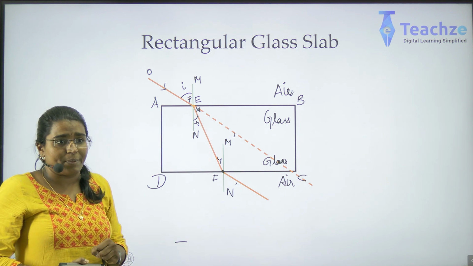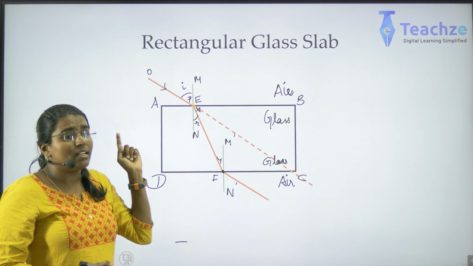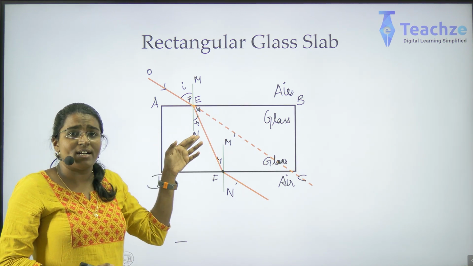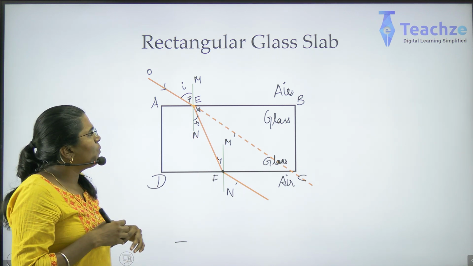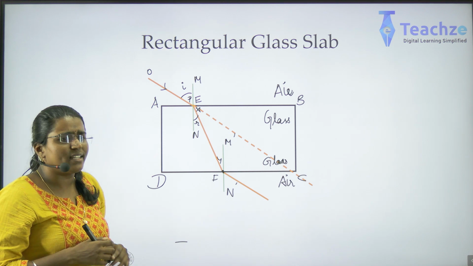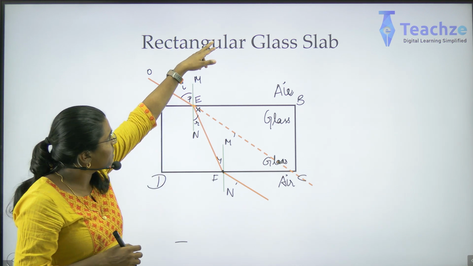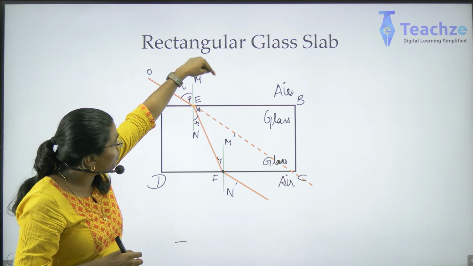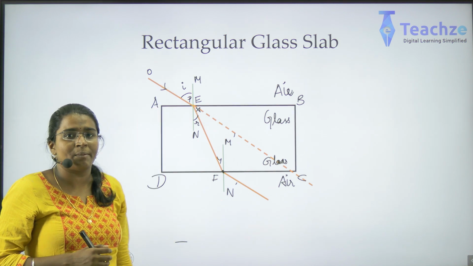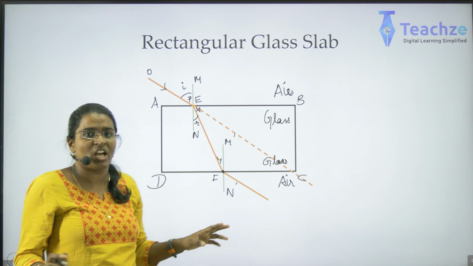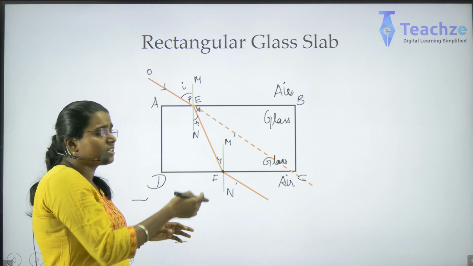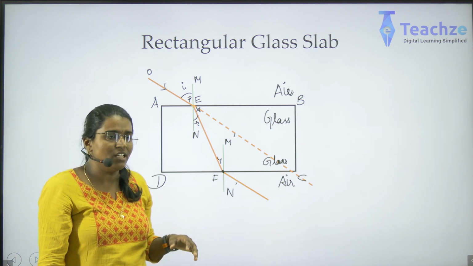Why this bending happens is because the light ray incident on the glass slab is oblique, is at an angle. Okay, what will happen if it comes directly normal, perpendicular to the glass slab? There will be no deviation at all. There will be no refraction happening, and it will directly come out of the other side of the face.